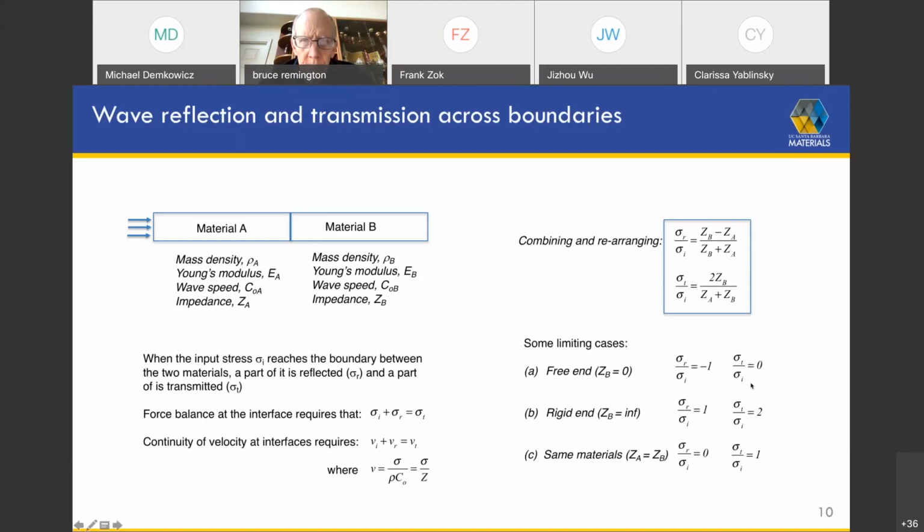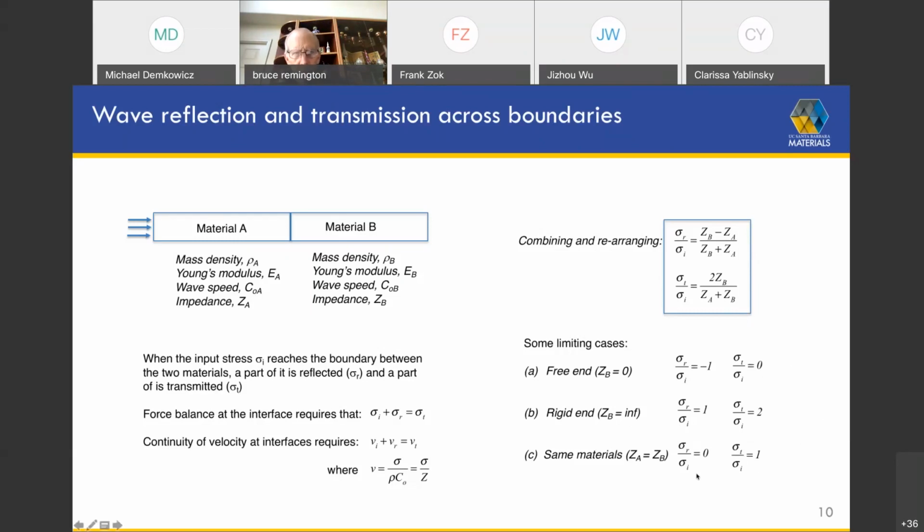Here also, our transmitted stress, because ZB is 0, is 0. Now, another limit is when we have a rigid end. So if material B has infinite impedance, then we find that the reflected stress is 1 times the incident stress. That is, it comes back as a compressive stress. And so the stress at that interface in material A doubles.